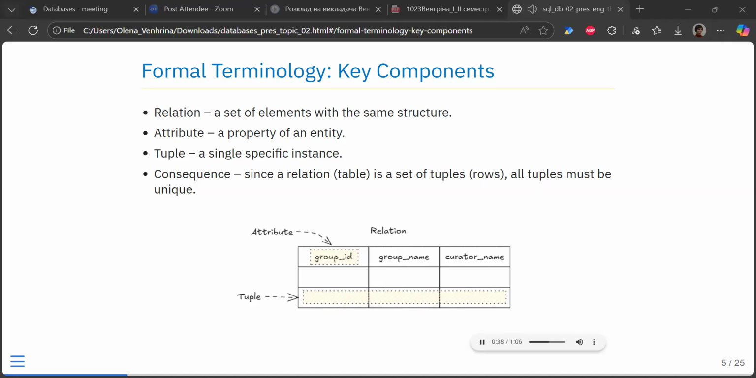Third, tuple. This is the formal name for a row or record. If a student is an entity, then one specific student, for example you, is an instance and the row describing you is a tuple. And here we immediately return to the principles from the previous slide. Since a relation table is formally a set of tuples, rows, this reinforces the requirement for uniqueness. There cannot be two absolutely identical rows in a table.